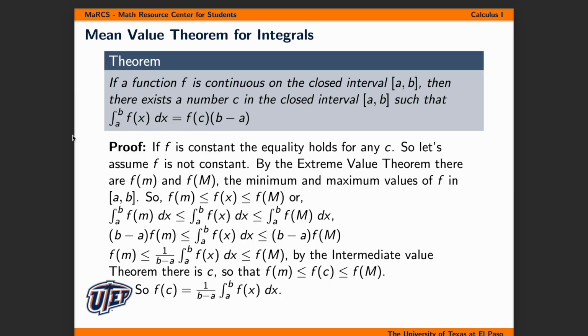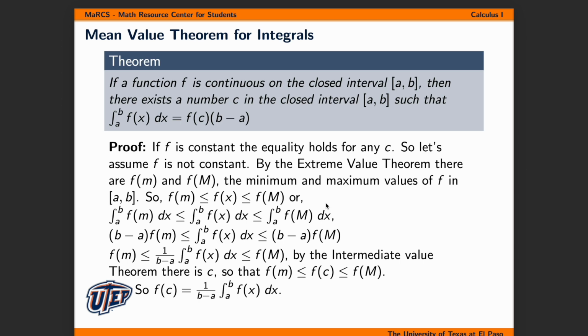If f is constant, then the equality will hold for any c. So let's assume that f is not constant. So by the extreme value theorem, f has a minimum and maximum value. So that'll be f of m, lowercase m, that'll be our minimum value of f on the closed interval a to b, and f of capital M, that'll be our maximum value of f in our closed interval from a to b. So that means that our function f of x will sit between our minimum and our maximum. Or in other words, our minimum will be less than or equal to f of x, and that'll be less than or equal to our maximum.